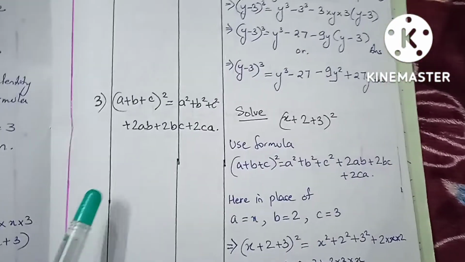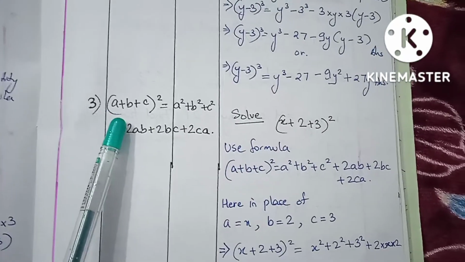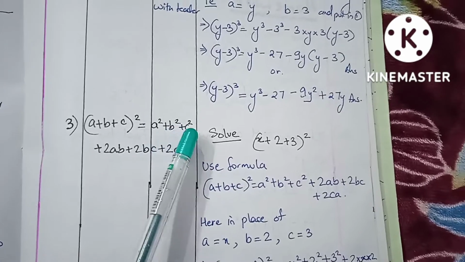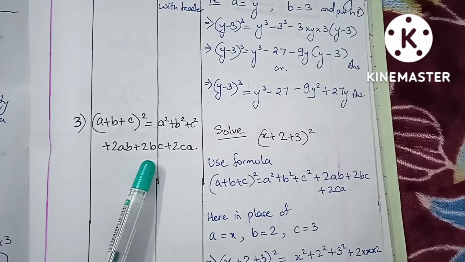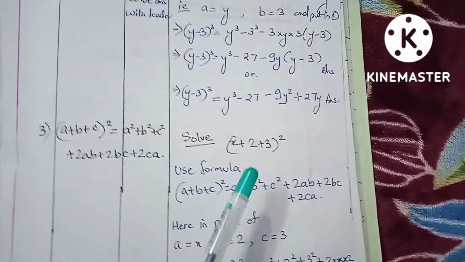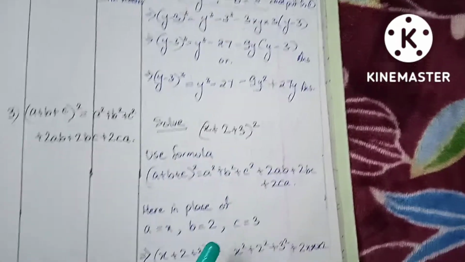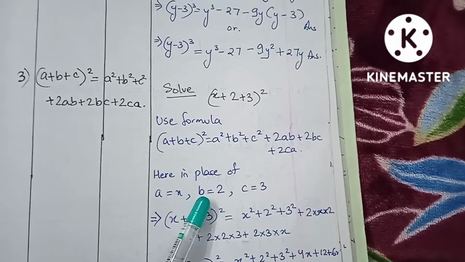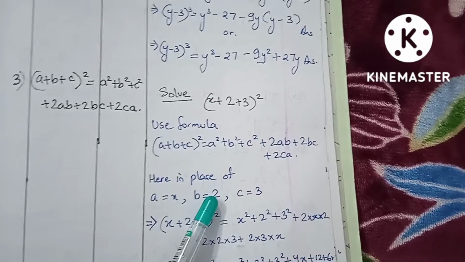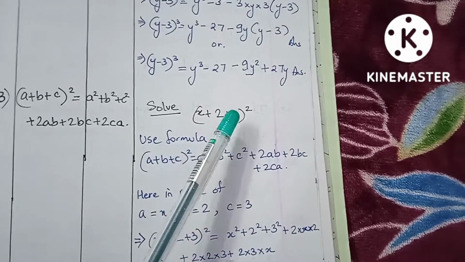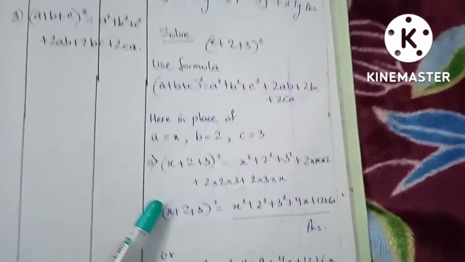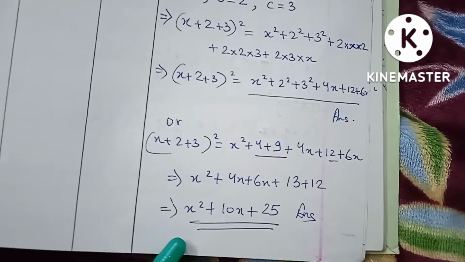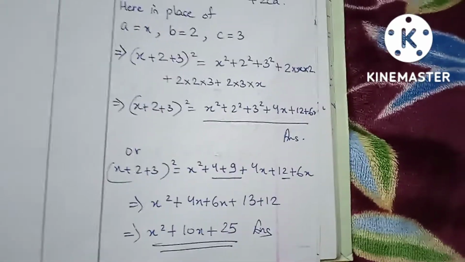The third and last identity which the teacher discusses is (a plus b plus c) whole square in brackets is equal to a square plus b square plus c square plus 2ab plus 2bc plus 2ca. The teacher again gives an example and explains that in place of a we are going to place x, in place of b in the formula we are going to place 2, and in place of c in the formula we are going to place 3. After putting it, she solves the identity and gets the answer x squared plus 10x plus 25.